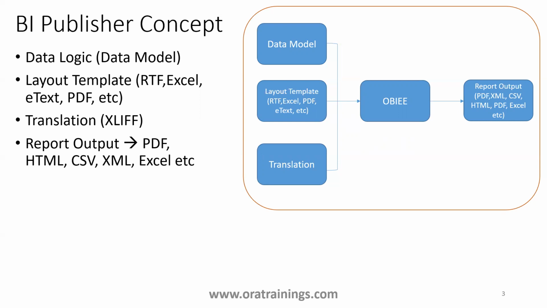Next thing is the layout, nothing but what format you want to have, whether you want to go with an RTF template, an Excel template, or a PDF template. And then if you want any translation, you have to go with the translation. These three inputs are sent to the OBI engine, the major crux of the architecture, Oracle Business Intelligence Enterprise Edition, the engine which takes all these three inputs and generates the output in the desired format. It can be PDF, XML, CSV, HTML, Excel, etc., based on the requirement.